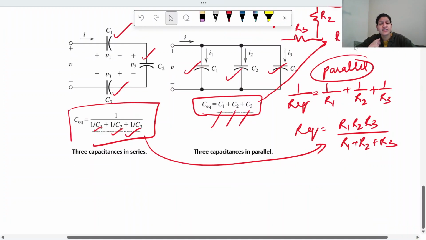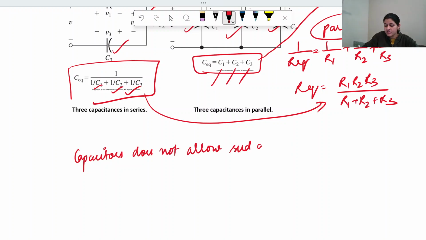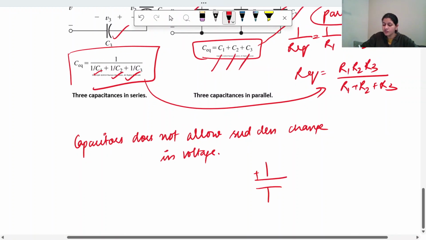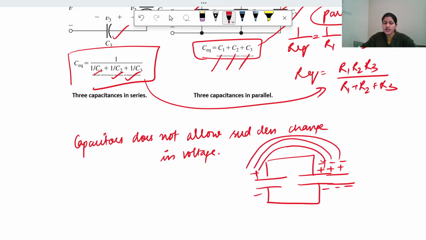One very important factor or statement you need to remember is that capacitance or capacitors do not allow sudden change in voltage, right? We have already discussed this: these are the voltage sources and this is a capacitance, plus plus plus, minus minus minus. Whenever this positive is attracting, it is attracting one charge at a time. I'm telling you this just to correlate it, or you can remember it in this way.